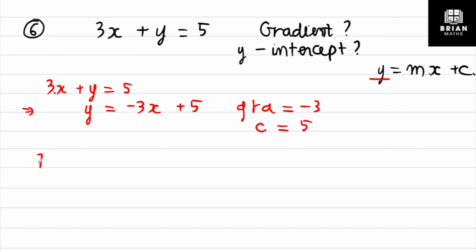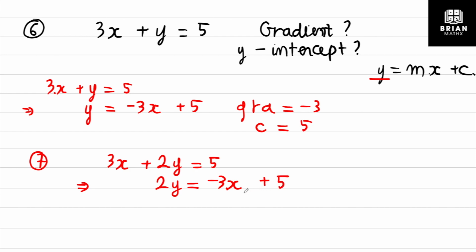Okay, question 7. You've got 3x plus 2y equal to 5. And the same question about gradient and y-intercept. How can you find them? Okay, first step, I will move negative 3x to the right hand side. You have 5 here. Okay, we have a problem with this one. A lot of my students will tell me the gradient is negative 3 and c will be equal to 5. No, that's not the right answer.